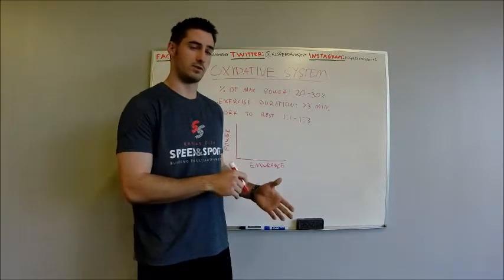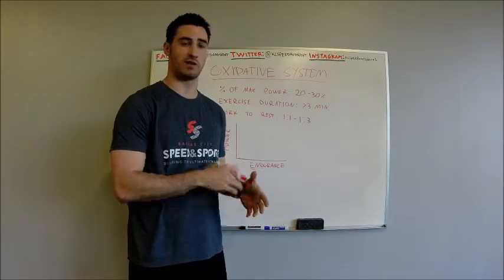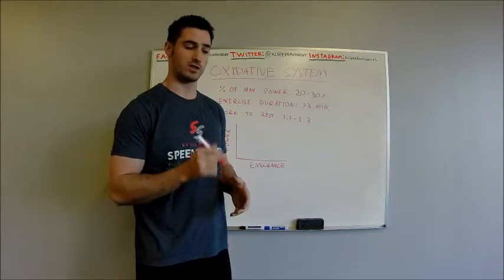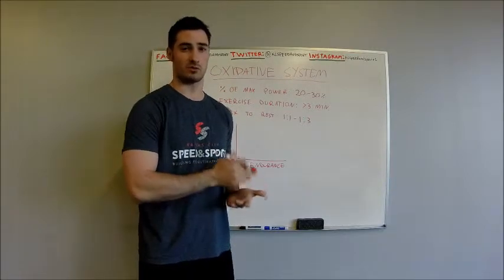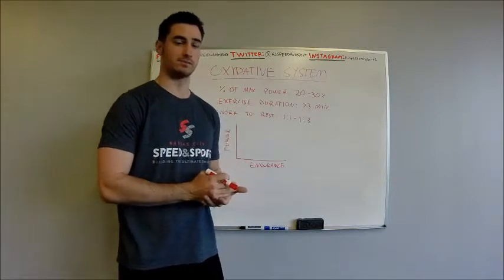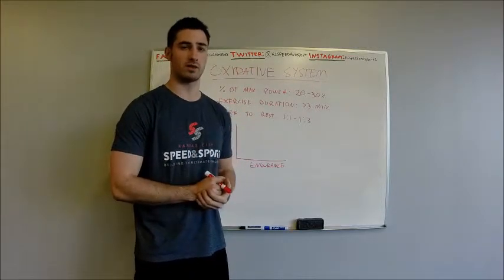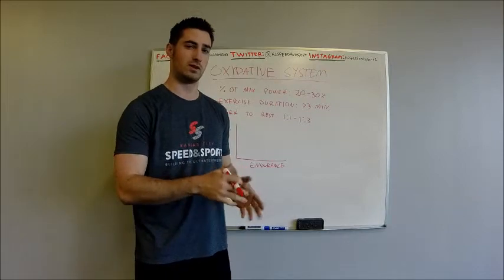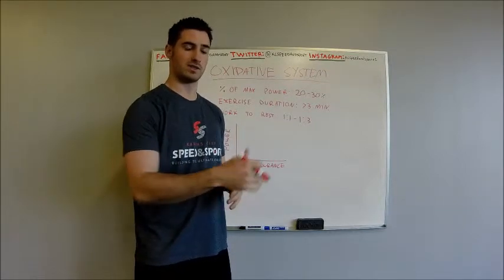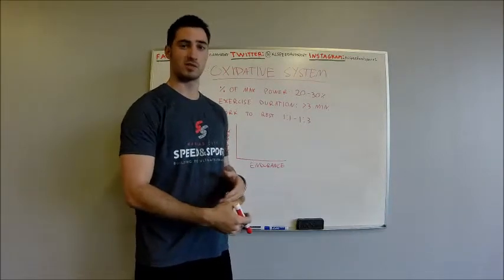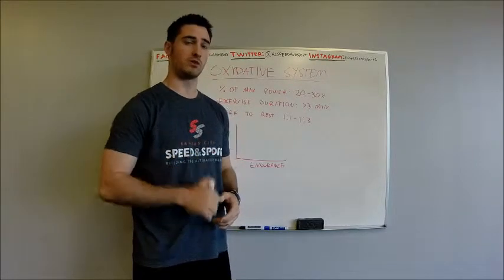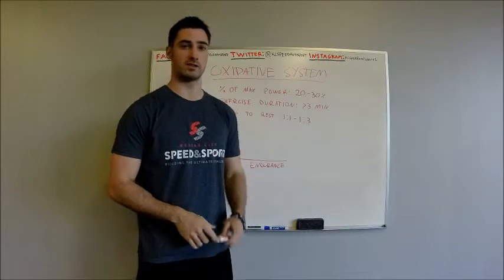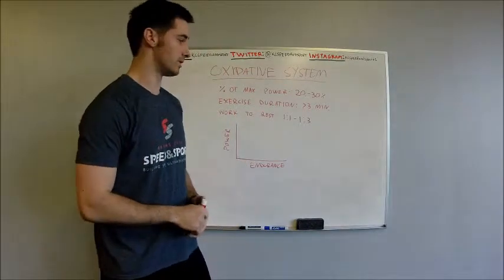So to recap, in part 1 we talked about the phosphagen system, which is the energy system we use to replenish ATP when we're doing short-term, high-intensity activities. In part 2 we talked about glycolysis, which is kind of the middle ground. We can still get to some intense percentages, but the exercise duration is a little bit longer. And then in part 3 today, we're going to talk about the oxidative system. So let's get right into it.